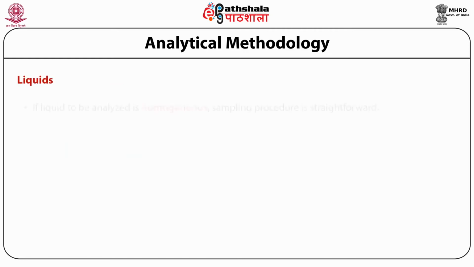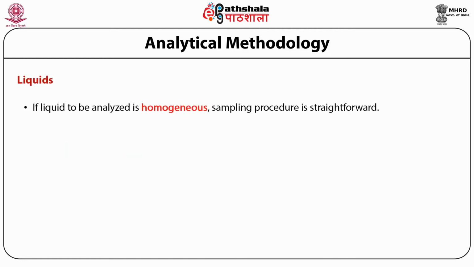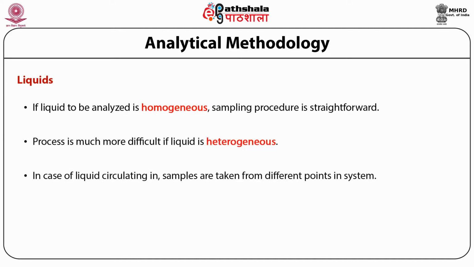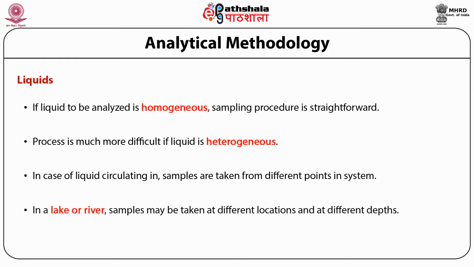Liquids. If the liquid to be analyzed is homogeneous, the sampling procedure is straightforward. The process is much more difficult if the liquid is heterogeneous. In the case of a liquid circulating in, for example, a pipe system, samples are often taken from different points in the system. In a lake or river, samples may be taken at different locations and at different depths.